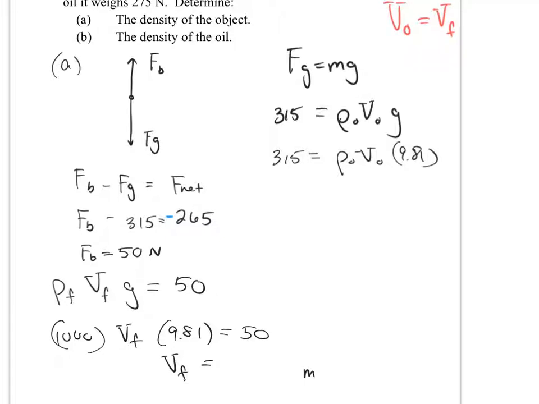What do you got? 0.0050. A very small amount of volume is being taken up by this unknown object. Okay, this unknown object. Now, I actually put a box around that. I shouldn't have, because that's not the answer, right? We're not done.